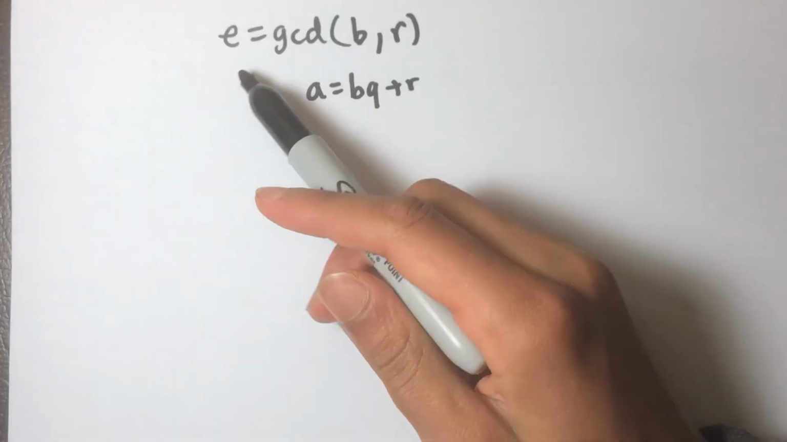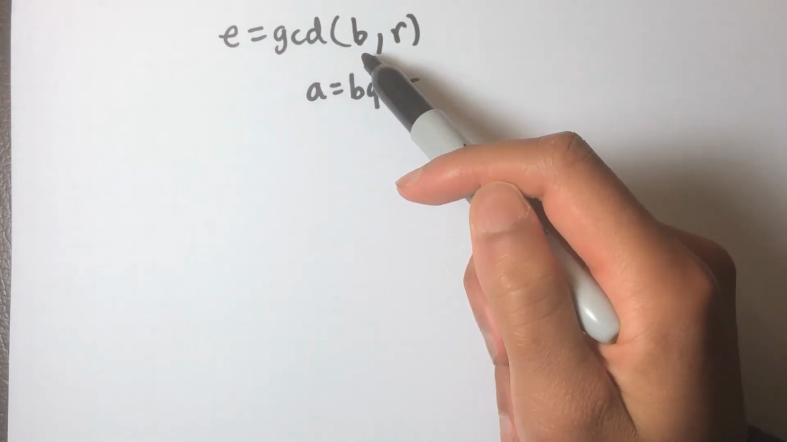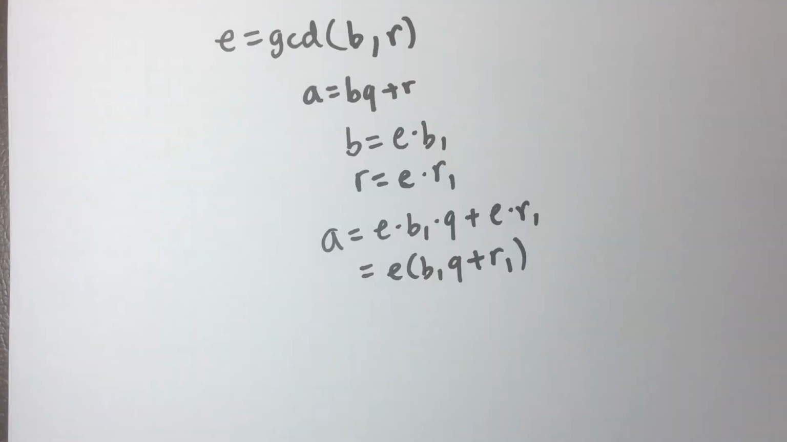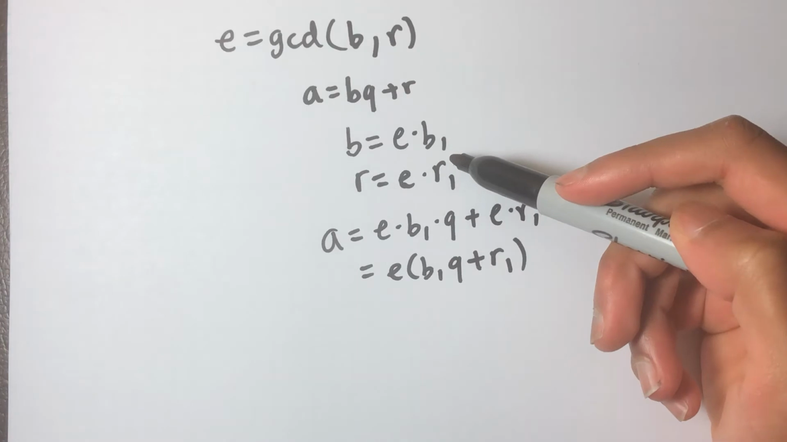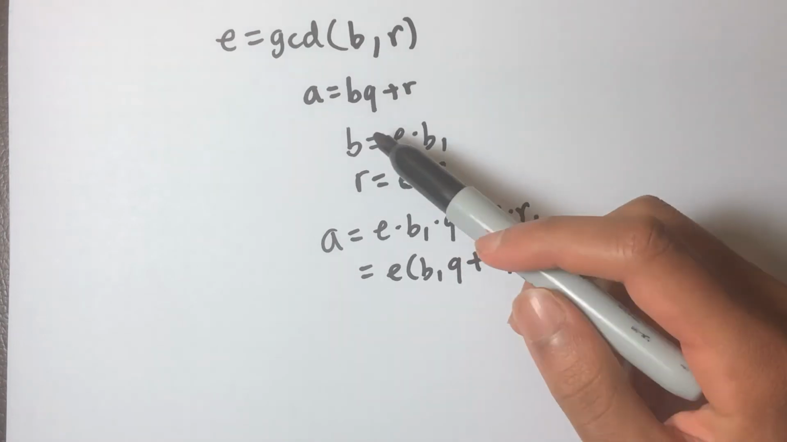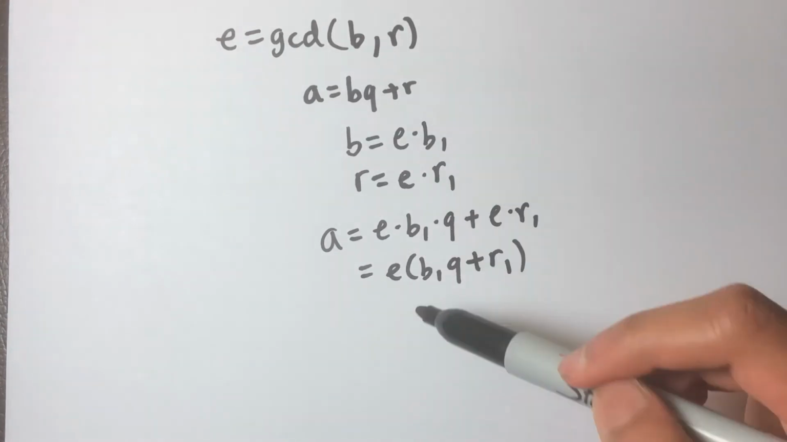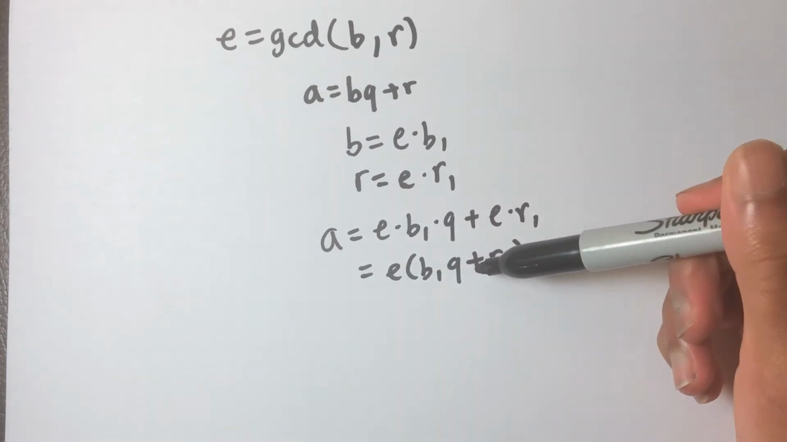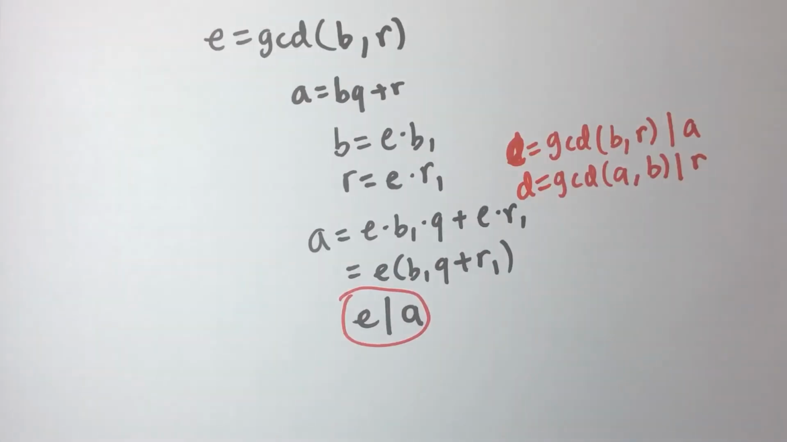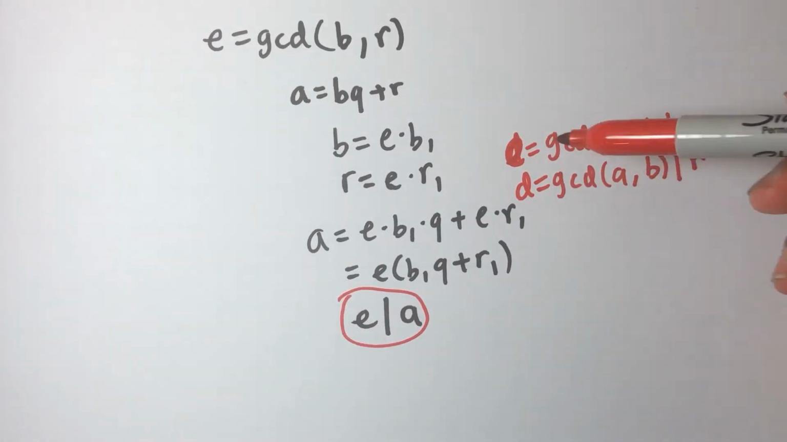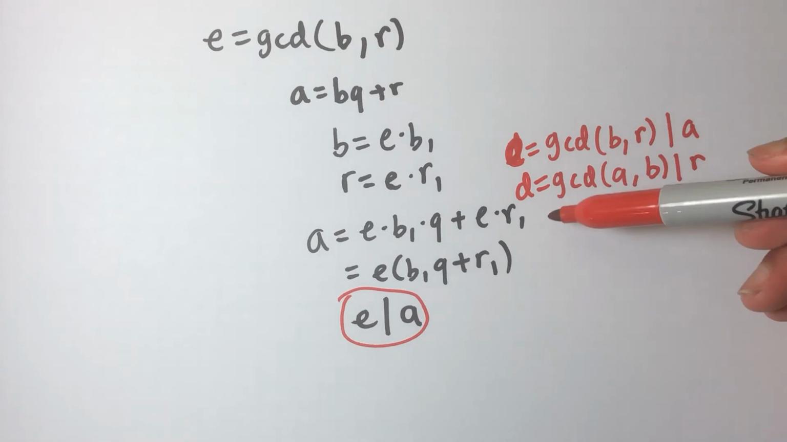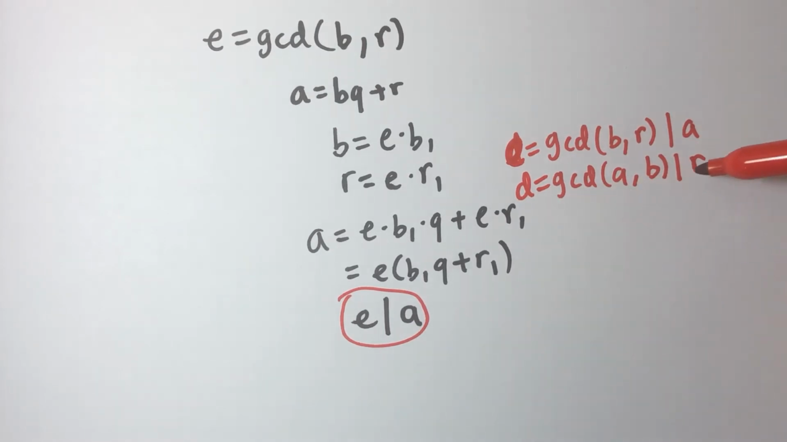Now we want to look at this the other way, where we say e equals GCD of b and r. Now we can write a equals b times q plus r. Now we can let b equals e times b1 and r equal e times r1. And doing what we did before, where we substitute b and r into the equation here, we see that a equals e times (b1q plus r1), which implies that e divides a. So what we've essentially proven is that if e equals the greatest common divisor of b and r, then it must divide a as well. And if d is the greatest common divisor of a and b, then it must divide r as well.